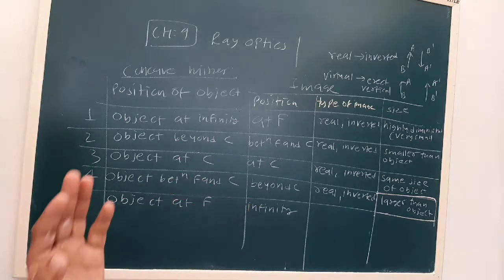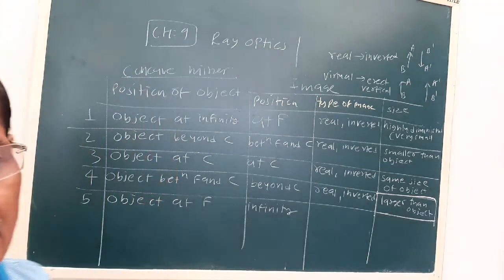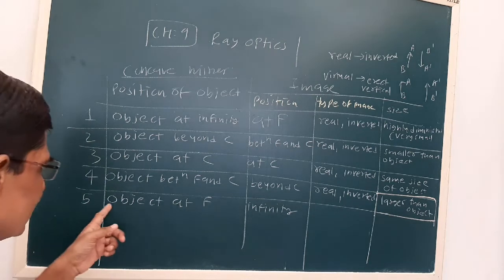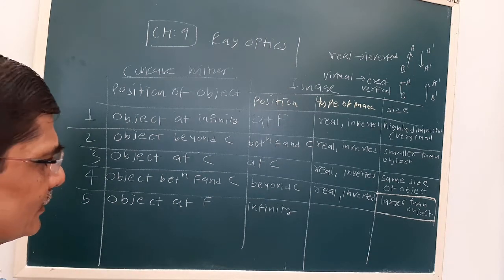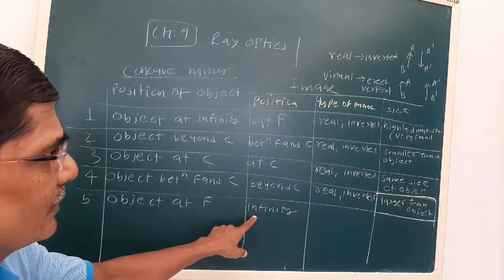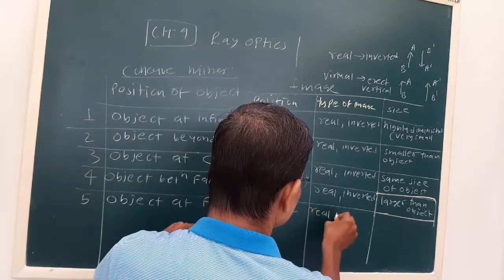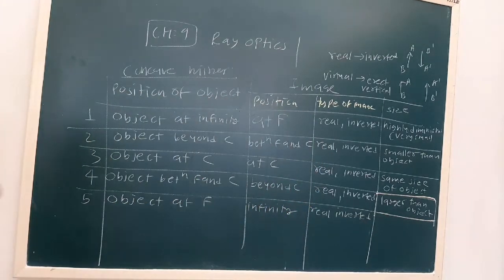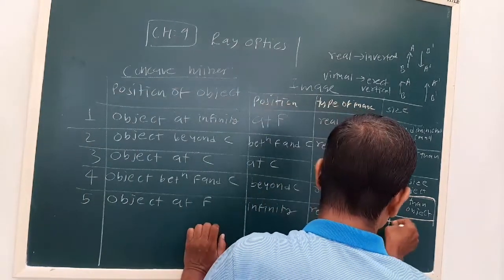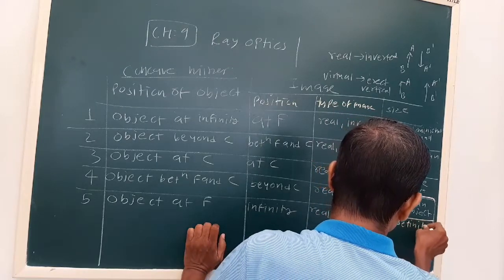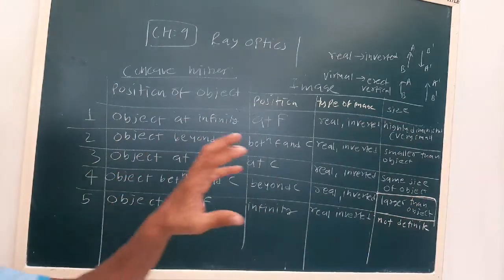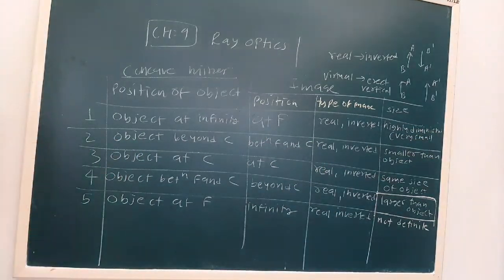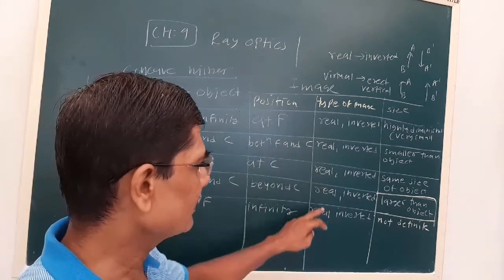You will observe this while doing practicals in the laboratory also. Your calculation will come like this only. See the fifth case, the object is at F, the image will be at infinity, real and inverted. The size will not be definite. Why? Because the image will be formed where the rays meet at a larger distance. These are the five cases in which real and inverted images form.